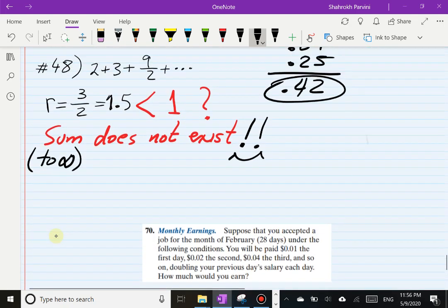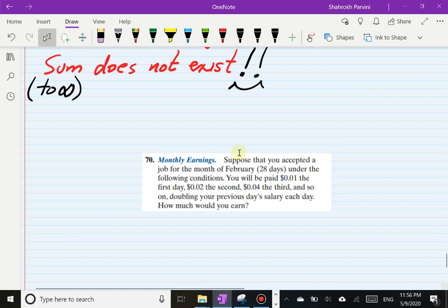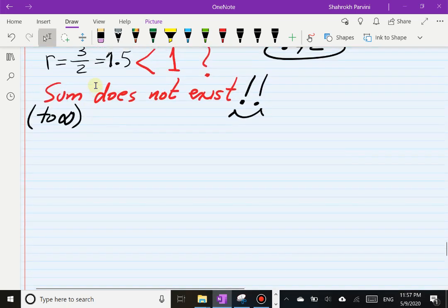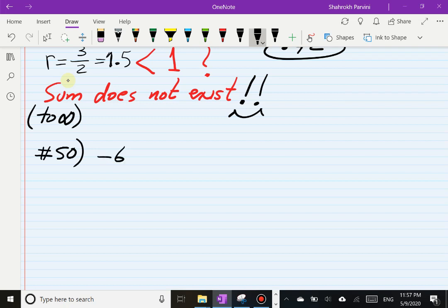Okay, let's take a look at one more, and then we're almost done, folks. We're going to close it with an interesting exercise. But before we look at that interesting exercise, let's take a look at one last exercise, and that is number 50. In number 50, the series -6 plus 3, -3 halves plus 3 quarters, and so on and so forth. Same question. Does the limit exist? If it does, find it.